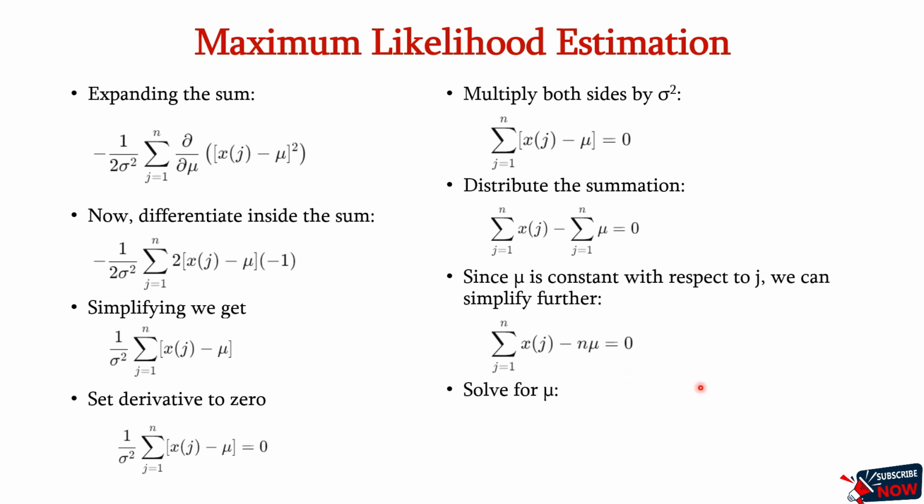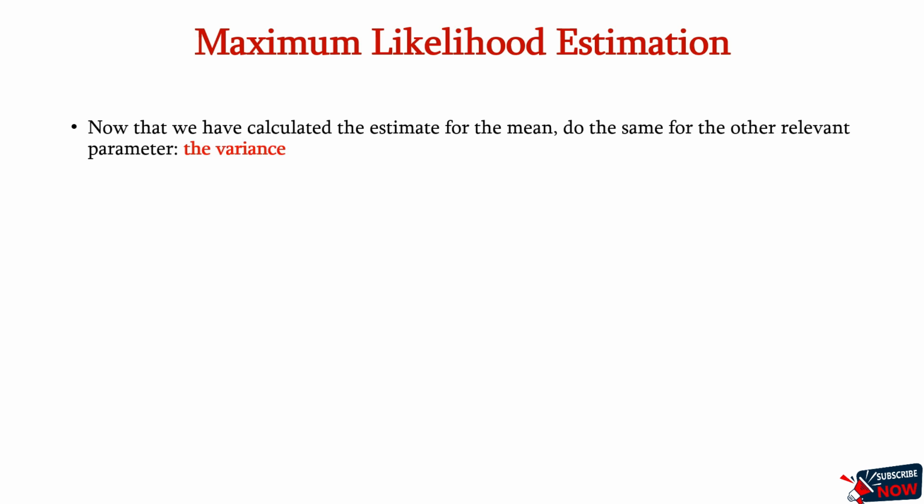Now we have to find the mu, so we can write the equation as mu is equal to mu ml is equal to 1 by n into summation of x of j. So here ml indicates maximum likelihood. Now we have estimated the mean. We can do the same for the other relevant parameter, that is variance.